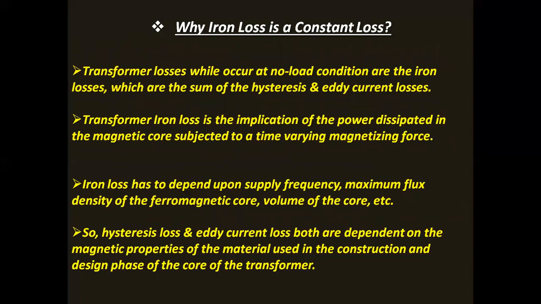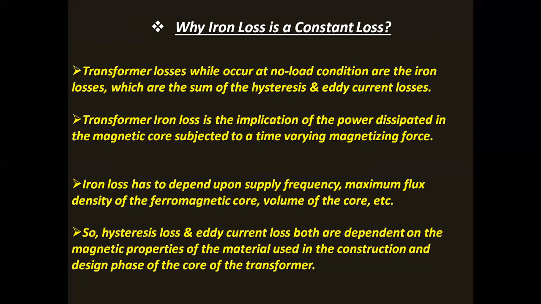Why iron loss is a constant loss? Transformer losses which occur at no load condition are the iron losses, which are the sum of the hysteresis and eddy current losses. Transformer iron loss is the power dissipated in the magnetic core subjected to a time varying magnetizing force.